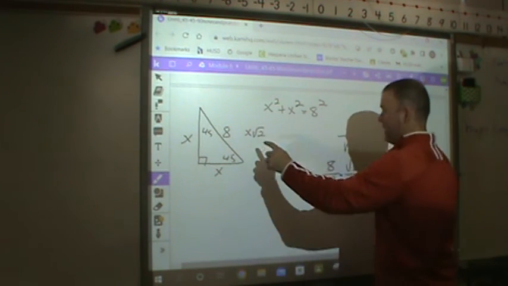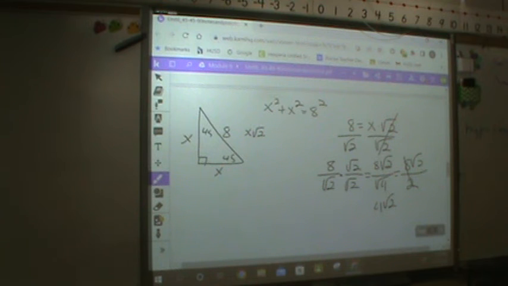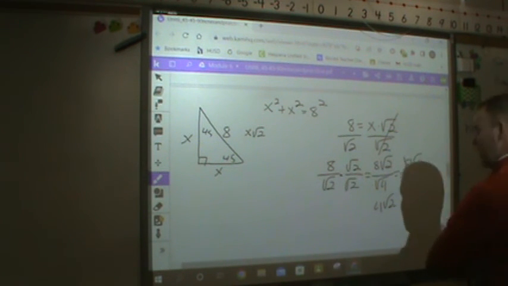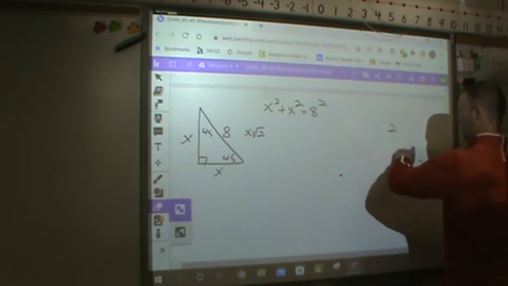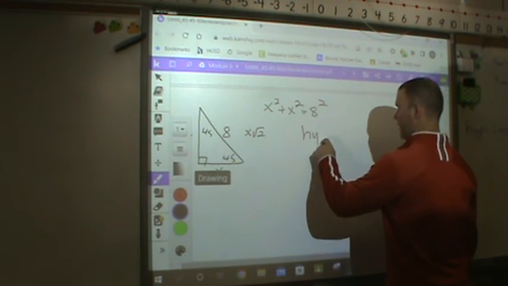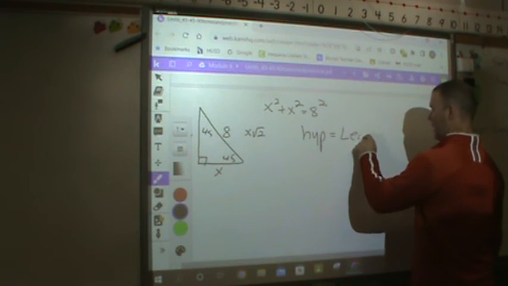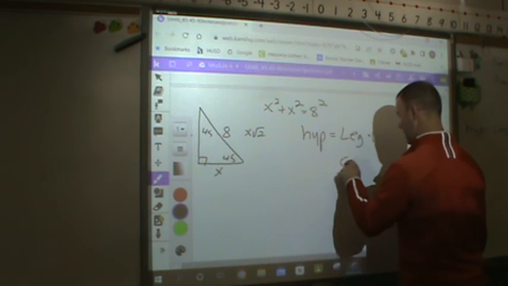Well, if 8 is equal to x times the square root of 2, if I know what 8 is, or I know x rad 2, then my leg should be equivalent to, and actually, you know what? I need to think on that a little bit more. That's just a little confusing. Here, watch this. Much easier. Here is my formula: a hypotenuse is equal to a leg times the square root of 2. I know my hypotenuse. My hypotenuse is 8.